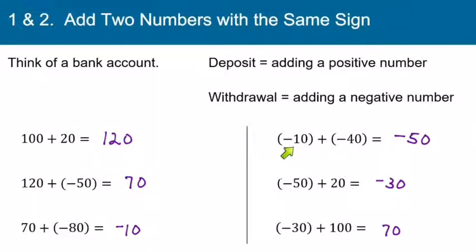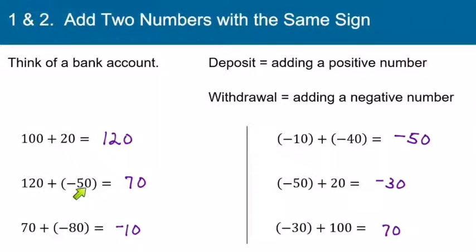And when both of the numbers were negative, we really did add. 10 plus 40 is 50, but we retained the negative sign here. So a negative plus a negative gives you a negative. As long as the two numbers have the same sign, we add and we keep their sign. Now, if the two numbers are different signs like they were here, then what you do is you subtract and you keep the sign of the larger number.